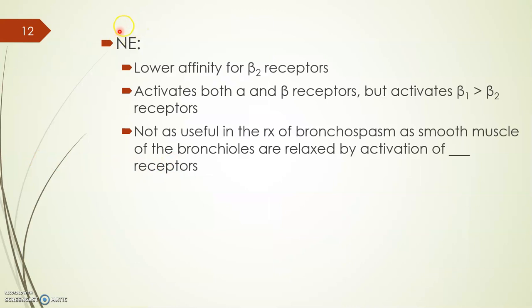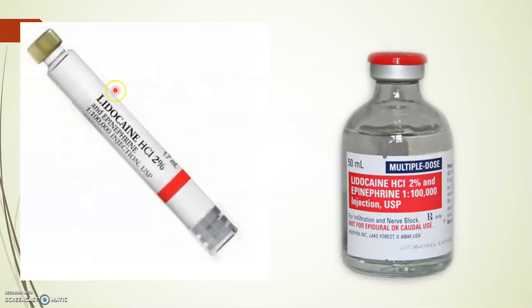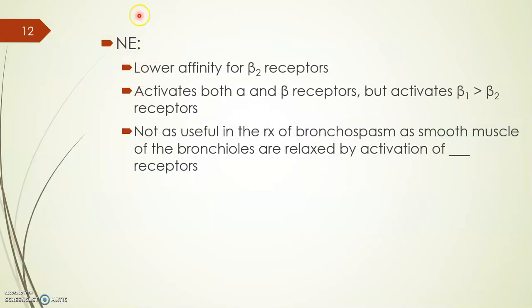Next, we have norepinephrine. Just now we talked about epinephrine, so next we are going to talk about norepinephrine. Norepinephrine has a lower affinity for beta 2 receptors. As I have mentioned a few minutes ago, norepinephrine activates both alpha and beta receptors, but it activates beta 1 more than beta 2 receptors, as it has less affinity for beta 2 receptors.